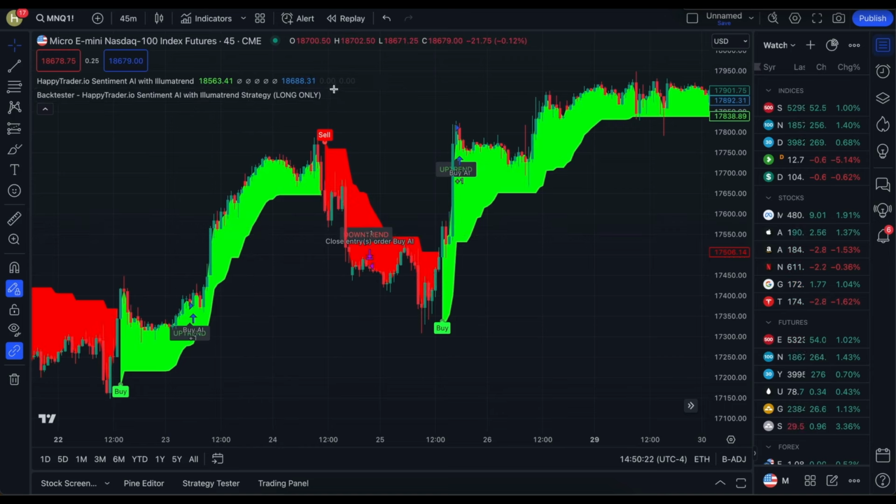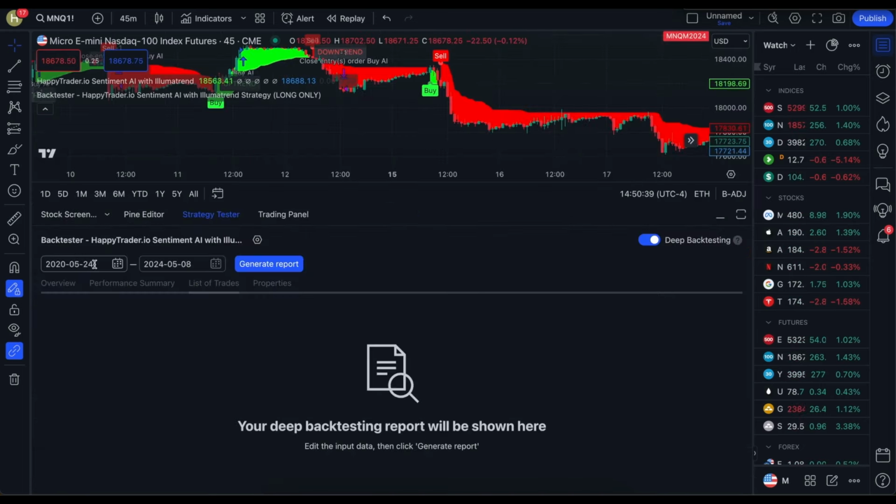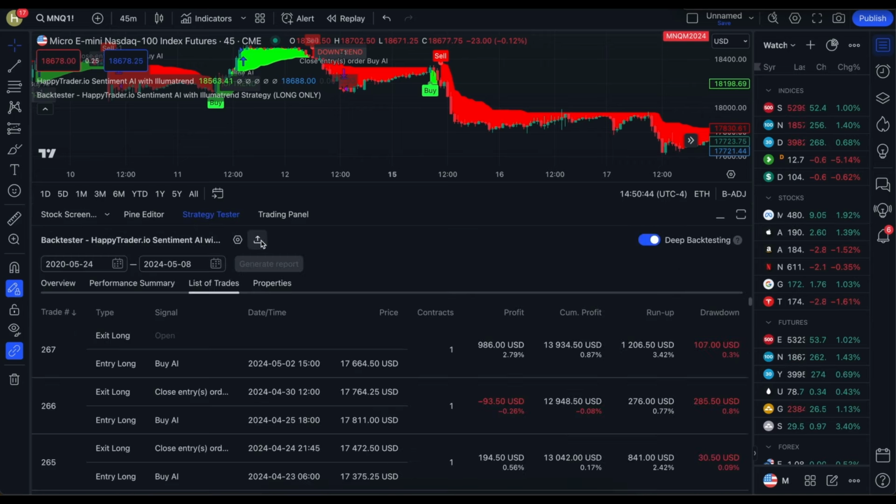We have our long only strategy loaded up. You can see that it superimposes over our signals. So we have our date pre-populated. Deep backtesting, I'm going to toggle off and on just to make sure we are completely set up here.